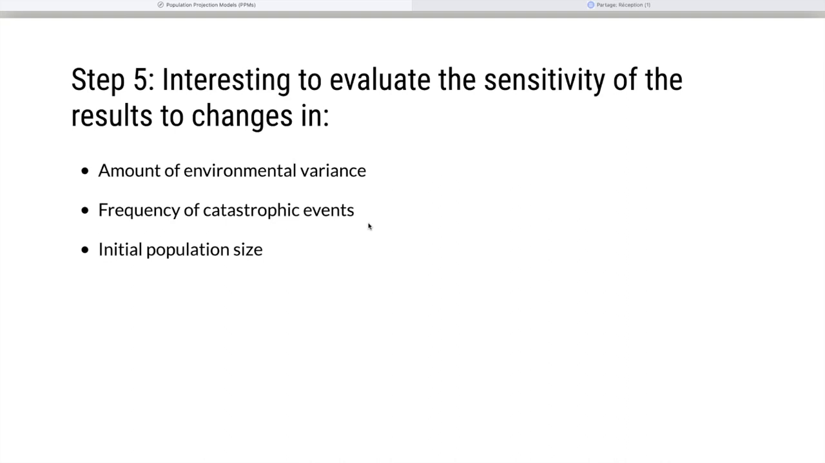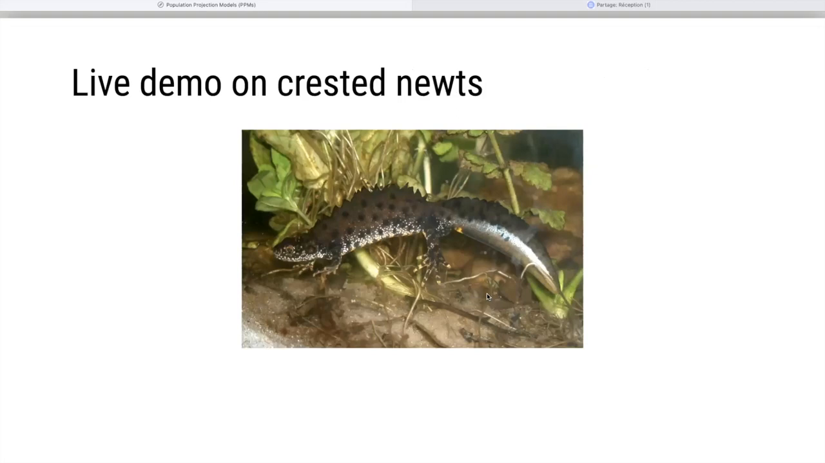We could change the initial population size, the extinction threshold, and the number of years we project over. Okay, so let's try to do it then. We're going to use the Christmas newts and go through the code together.